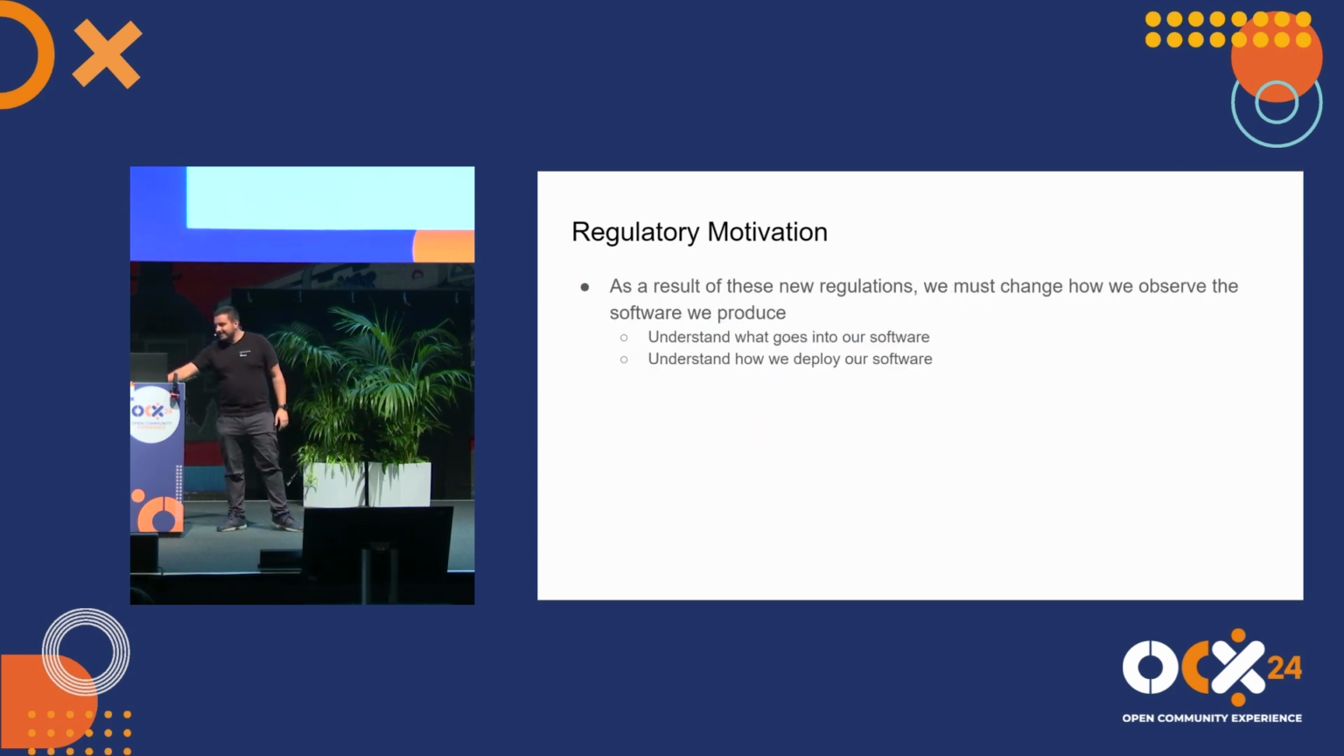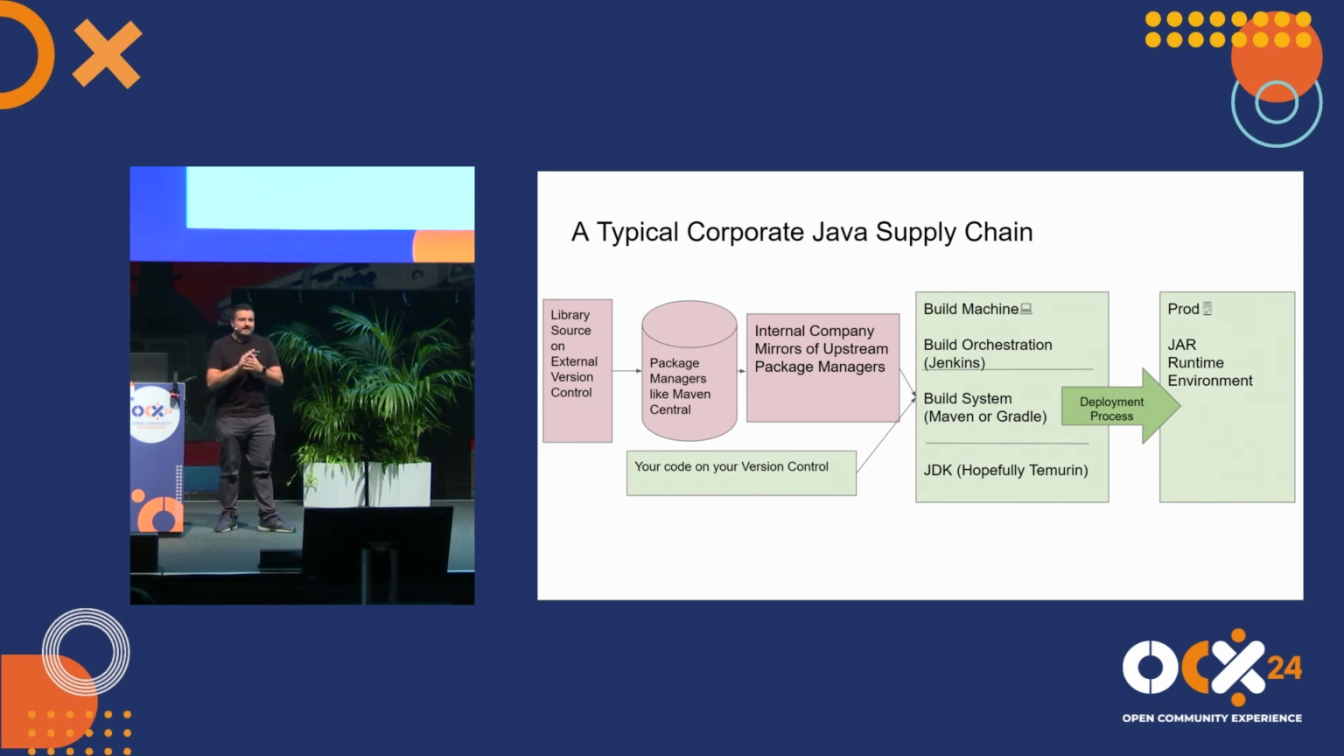And as a result of them, we have to really understand what goes in our software and understand how we deploy our software, right? So this is mostly from my experience, but this is what a typical corporate Java supply chain could look like. So you've got the green stuff is kind of stuff that your organization might own, and the red stuff is stuff that your organization doesn't own, right?